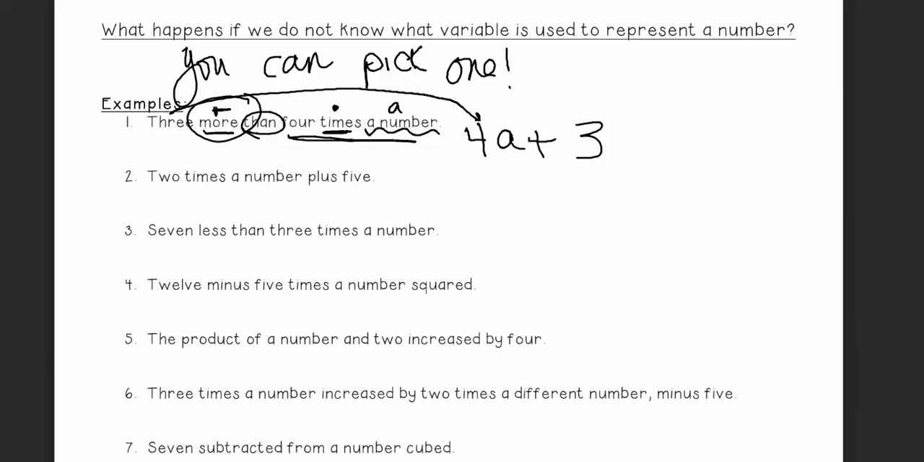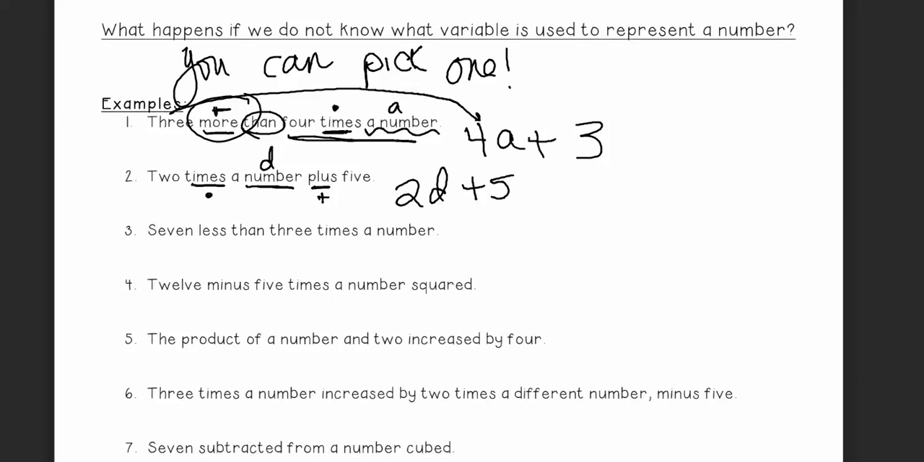If I look at number 2, number 2 says 2 times a number plus 5. So 2 times a number plus 5. So I see the word times, that means multiply. I'm going to pick any number, any letter I want. So now I'm going to use D. I see the word plus, plus hopefully you know it means plus. I have no turnaround words, so I'm going to do 2D, because that's 2 times D, plus 5.